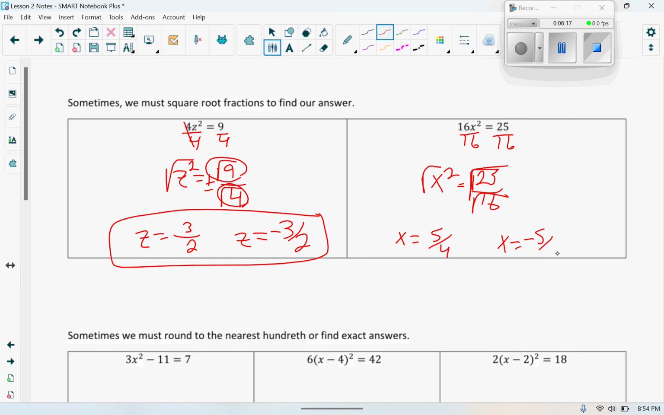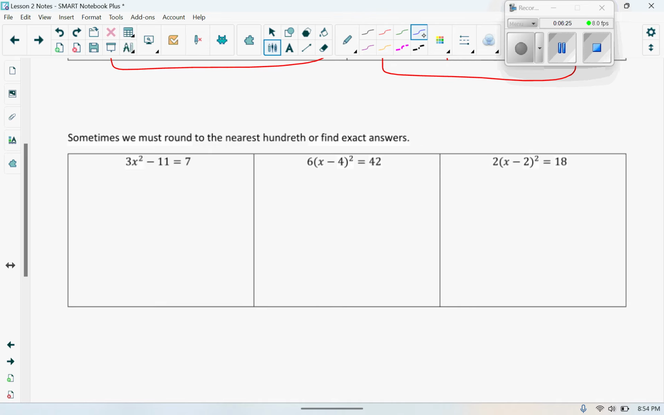Okay, so let's keep going. We're going to continue on with this one. So I'm going to add 11 and I get 18 on the other side. So again, I'm forgetting about the square, so I'm just going to divide by 3, and I just want to get that x squared by itself. So when I do that, I get x squared equals 6.